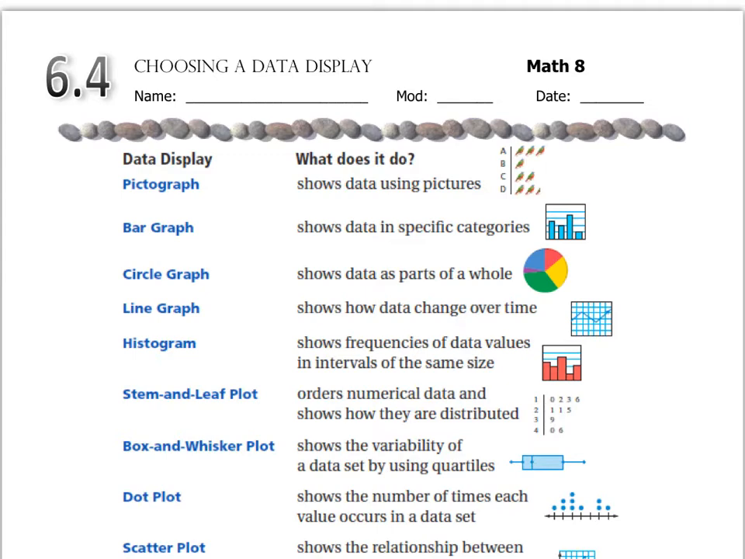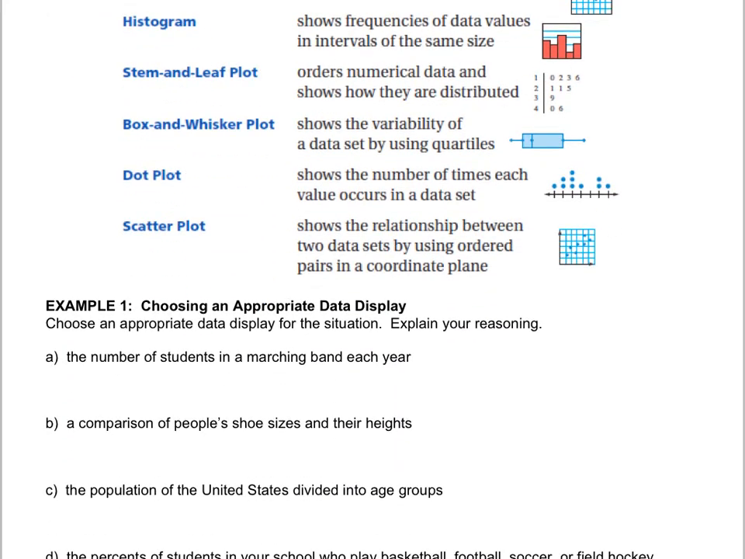to display it. So you're going to want to flip back to this chart as we go through this lesson. The first example just wants us to look at the list and pick the data display that we think would be the best. Now, there are some where there's a clear correct choice, and there are others where there might be more than one.